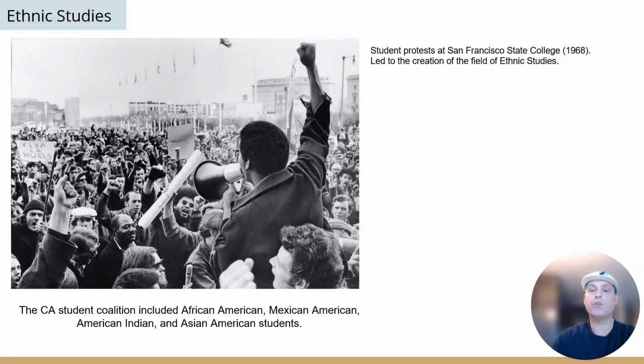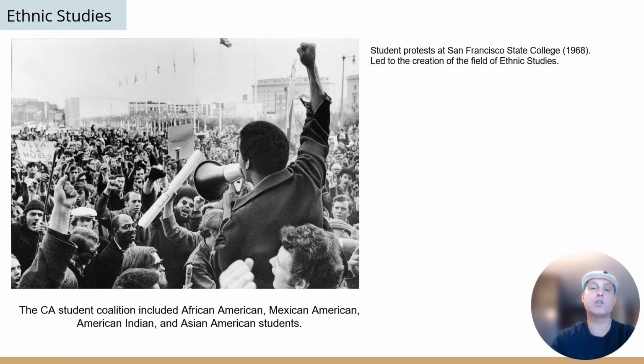This course is also influenced by the academic field of ethnic studies. In the late 1960s, a student movement at California colleges led to the creation of ethnic studies. The student coalition included African American, Mexican American, American Indian, and Asian American students. The student coalition was inspired by the Civil Rights Movement, the Black Power movement, and by anti-colonial movements that were then unfolding around the world at that time.